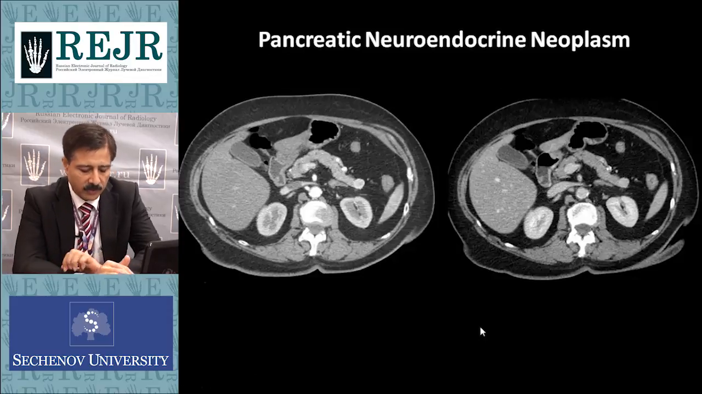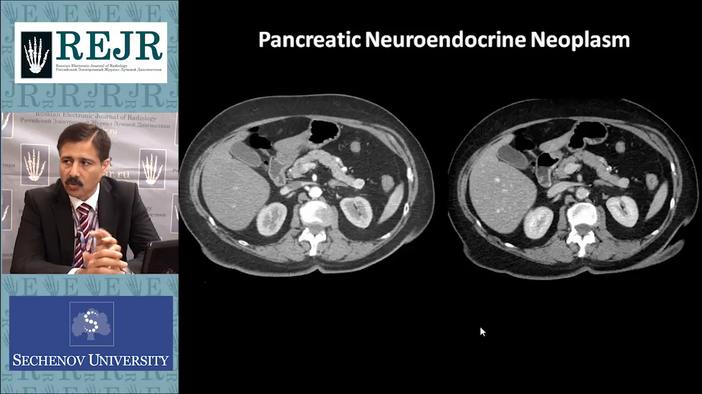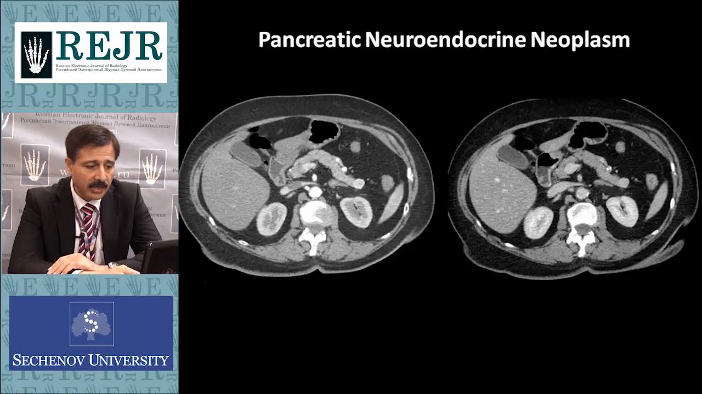Right. So after pancreatic carcinoma, we come to neuroendocrine neoplasm. And here you can see that there is a lesion which enhances on arterial phase. So this is a hypervascular tumor. And when you see a hypervascular tumor, we consider it to be pancreatic neuroendocrine neoplasm.